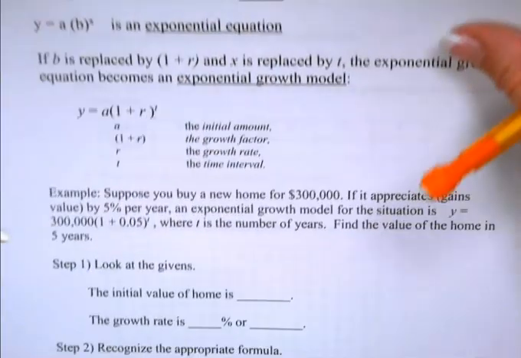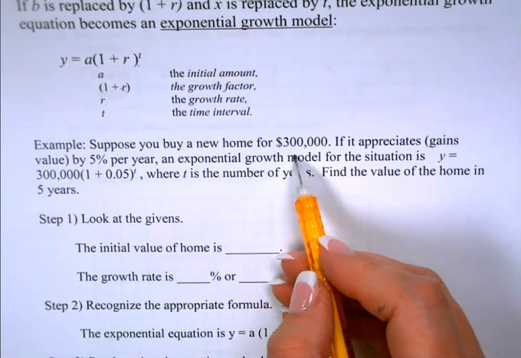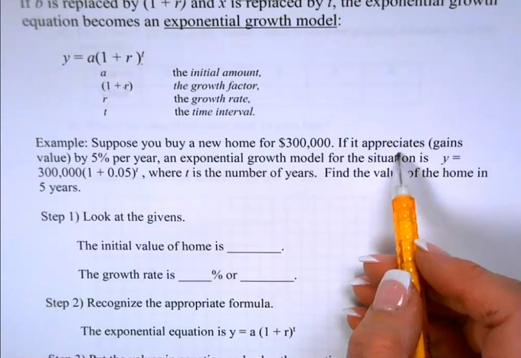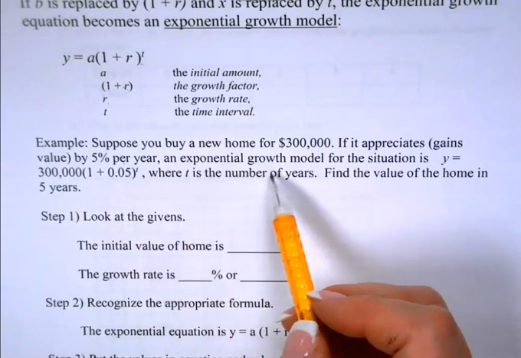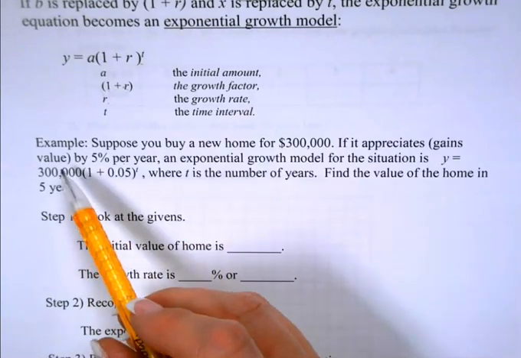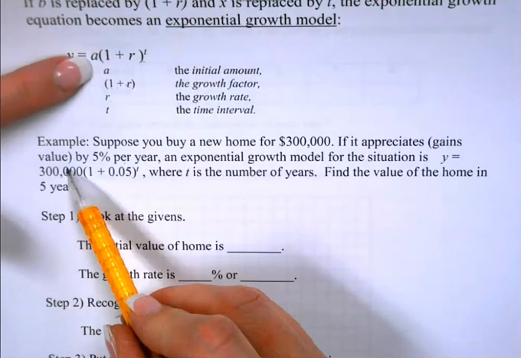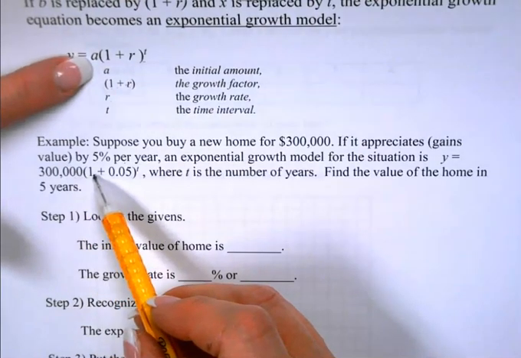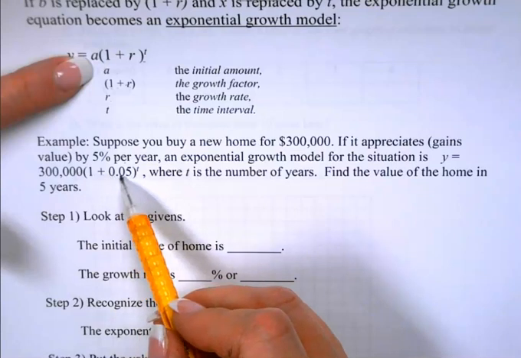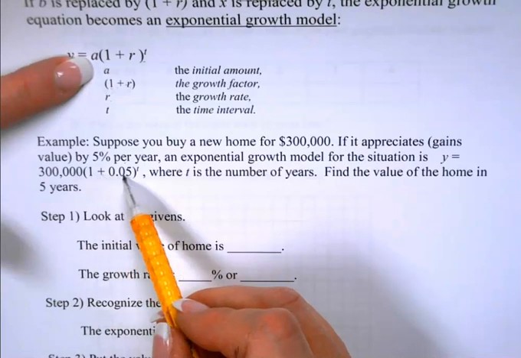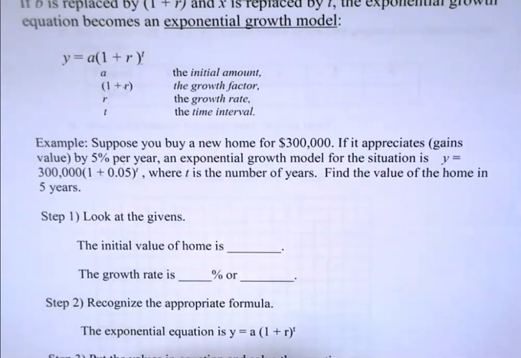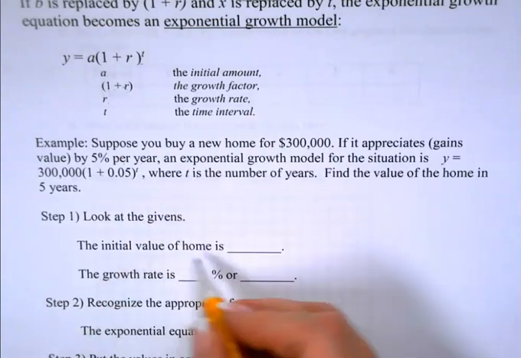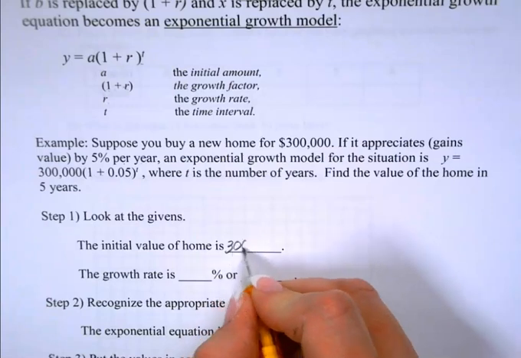Suppose you buy a new home for $300,000. If it appreciates, or gains value, at 5% per year, an exponential growth model for this situation is y equals 300,000, that's my a value, my initial amount, times 1 plus, it's growing by 5%, that's my growth rate, so my growth factor is 1 plus 0.05, and that's to an exponent of t, where t is the number of years. So the initial value of the home was 300,000.